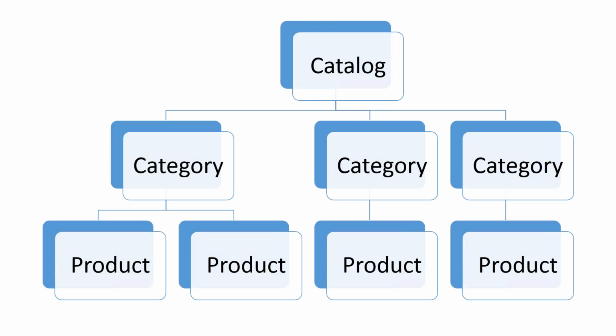The building blocks of the catalog system are products, categories, and catalogs, and together they form a hierarchy, as you can see in this diagram. Products are aggregated in categories, and categories are aggregated in catalogs. Now we'll start by having a look at what a product is in the catalog system. Then we'll look at categories, and finally we'll look at catalogs. Let's start with the product.